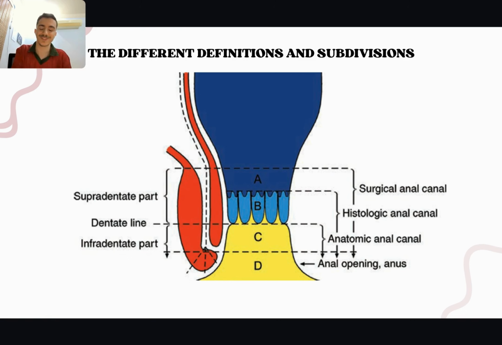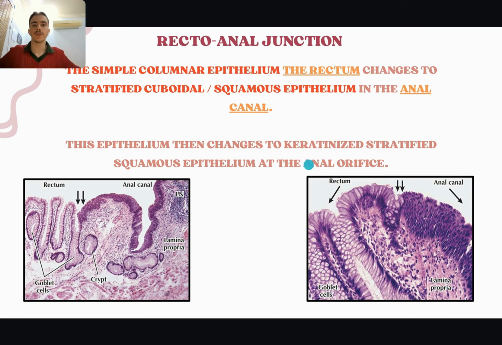There are different terminologies for the anal canal. If I say anal canal for the anatomy, it only stays here. If I say histologic anal canal, it's above the valves, at the end of the columns of Morgagni. If I say surgical anal canal, it's going to be here, from L till A. Then the rectoanal junction.